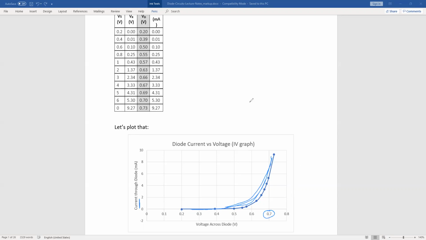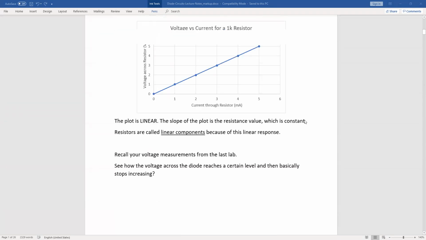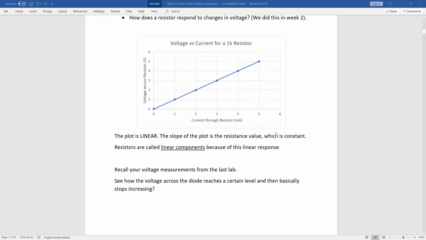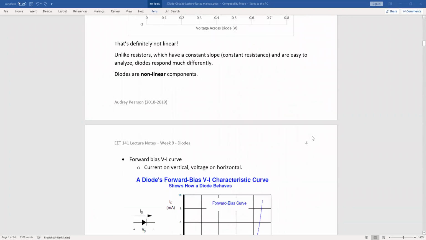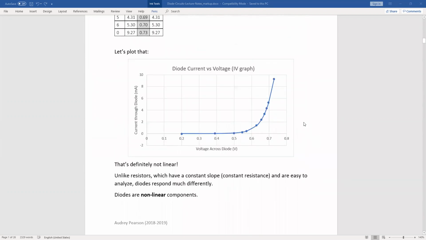So that's definitely not a linear graph, and that doesn't look like our response for a resistor. These are some very different components. I'm just going to pause the video here for that, and then I'll continue on in the next one.